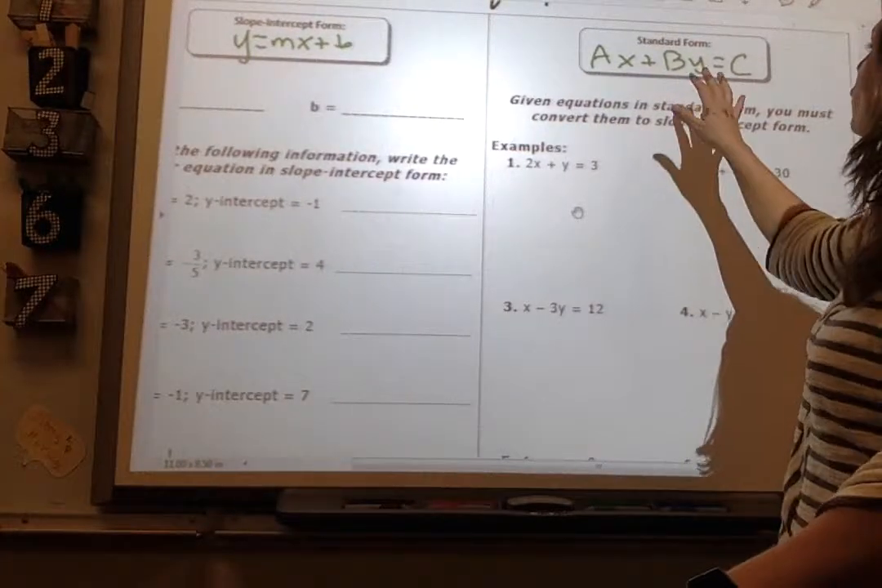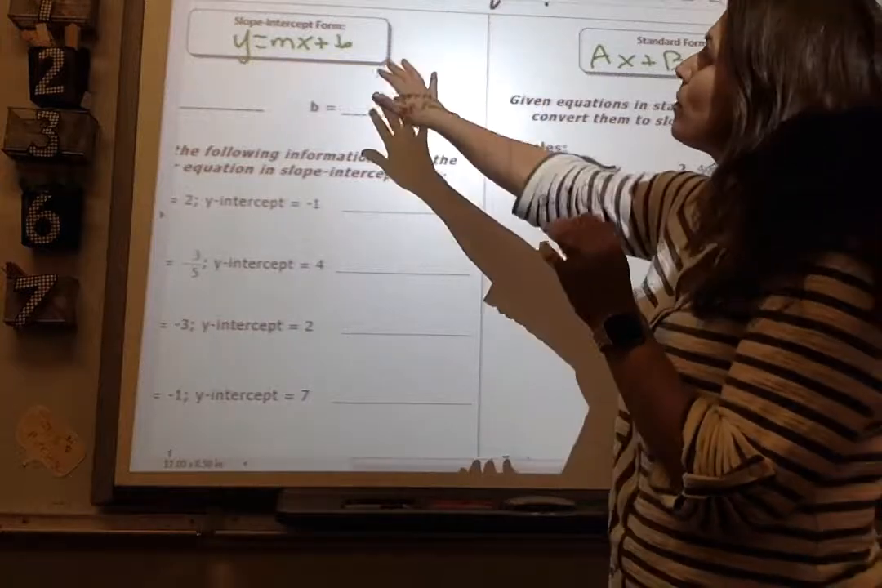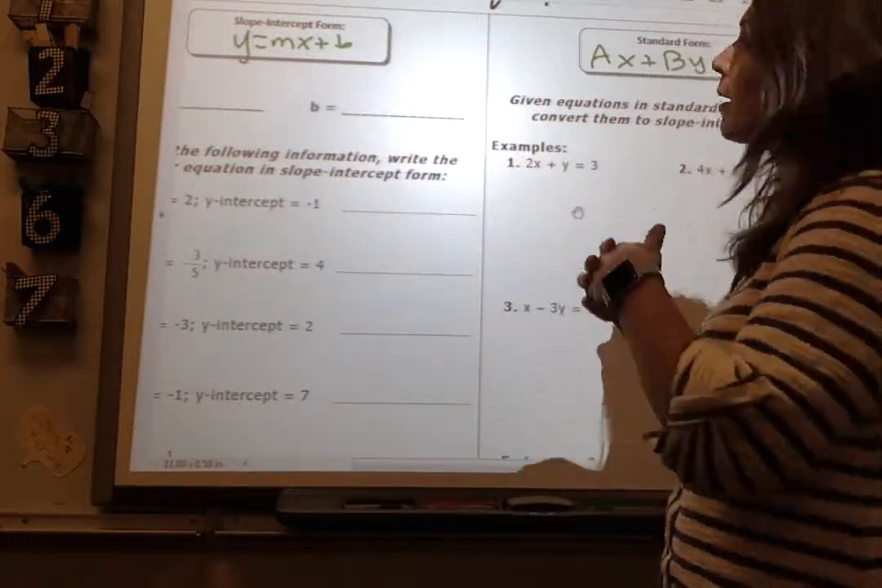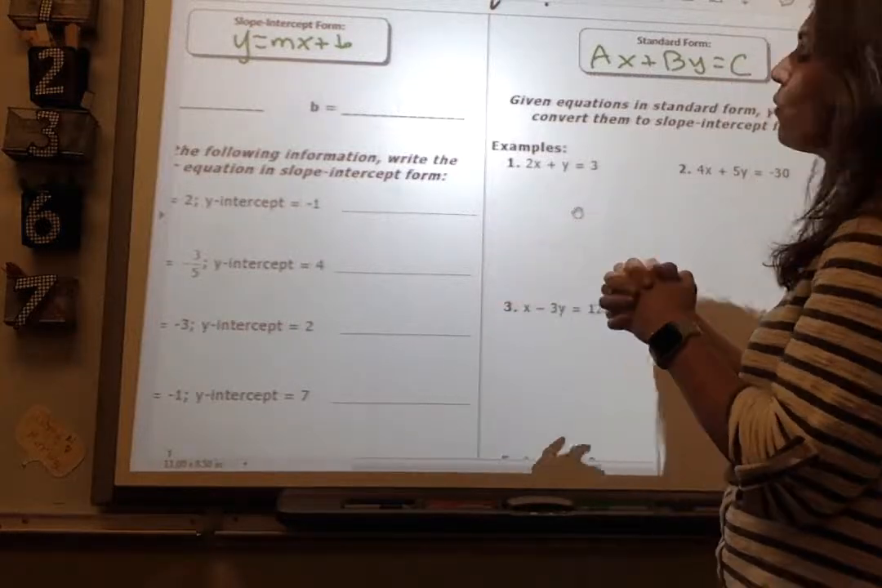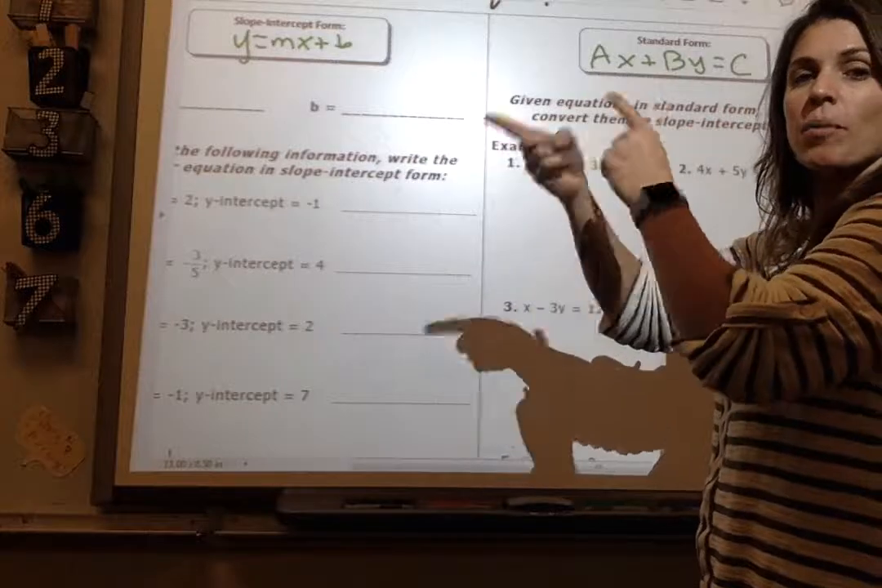Okay, let's look at the other type of forms that we have for linear equations. So we've already talked about slope-intercept form. Real easy, plug in the slope, plug in an intercept, and then voila, you have this beautiful equation. Standard form is a little different, although remember we said we could go back and forth.